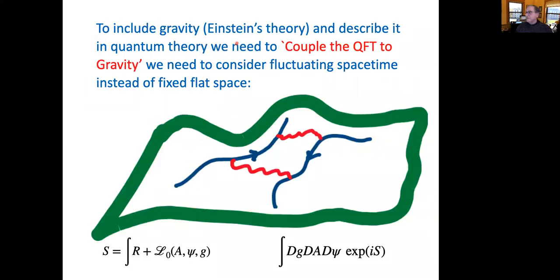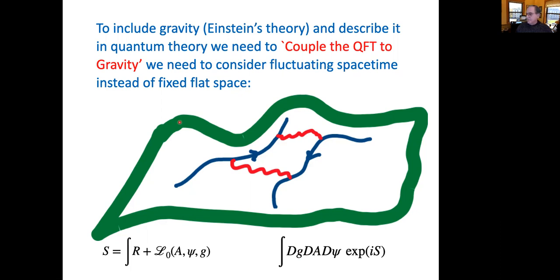To include gravity, that is Einstein's theory, and describe it quantum mechanically, we need to couple the quantum field theory to gravity. What that means is that we take the space-time to have a fluctuating metric. So in other words, we promote the metric G to a dynamical field and introduce the action, the curvature term, the Einstein-Hilbert term. And then we integrate over the matter, the gauge fields, and the metric with an action which we have. So this is the basic idea of coupling any quantum field theory to gravity.